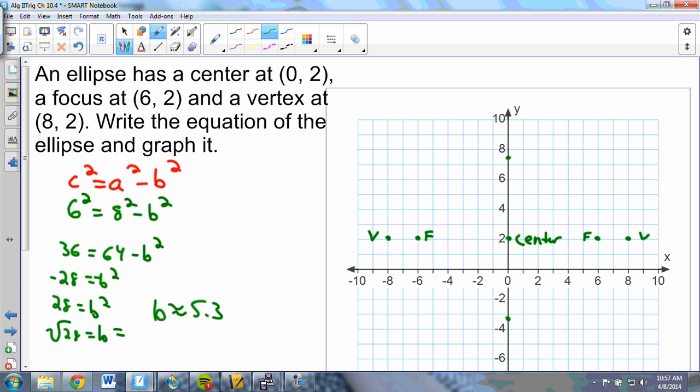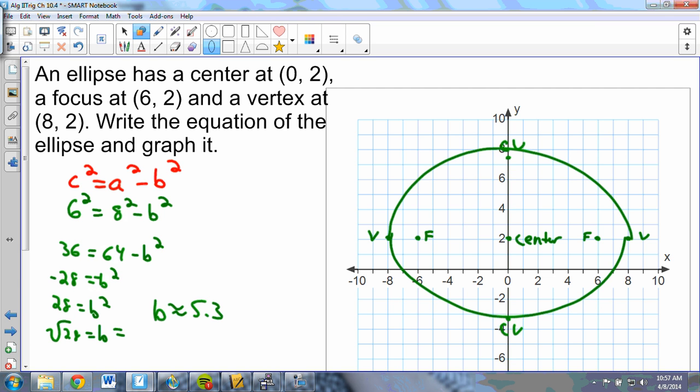Now I have co-vertices. And now I have an ellipse. That top one was too high, but it'll work. Go here to there. That's how it should have looked, more or less.